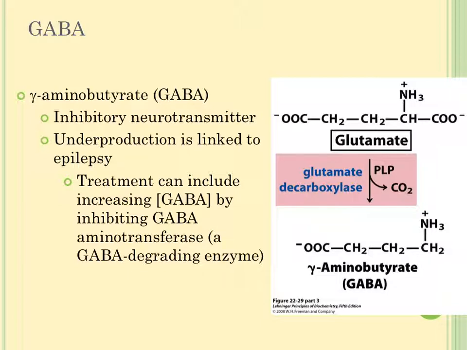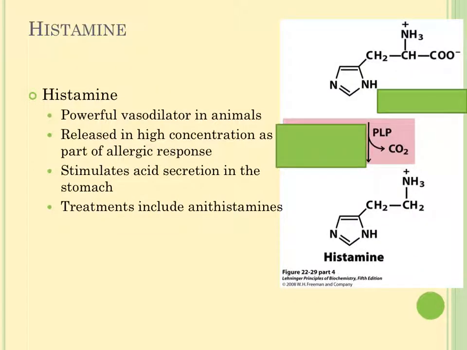Why is the box pink for this one? It's the same step. If you notice, the last step is the same for all of them. To make dopamine, to make GABA, to make the next one. The next one is histamine.